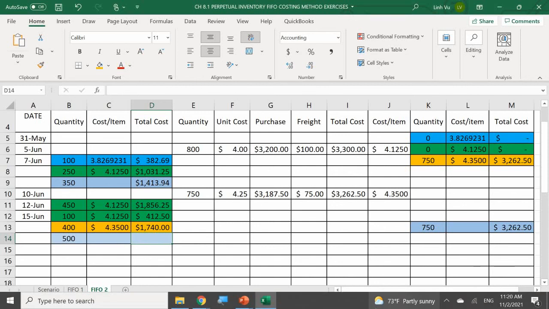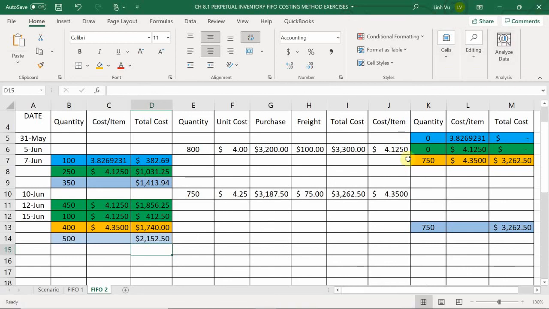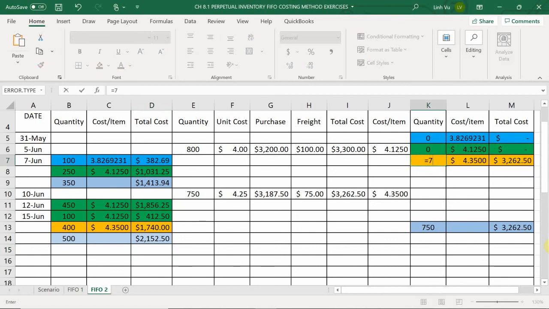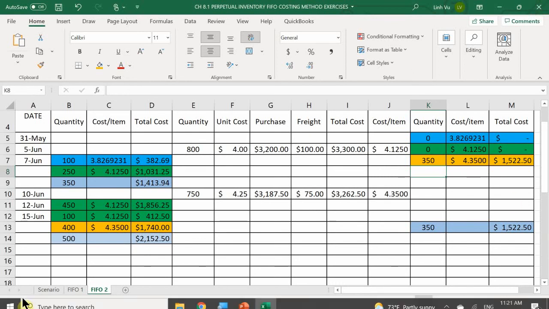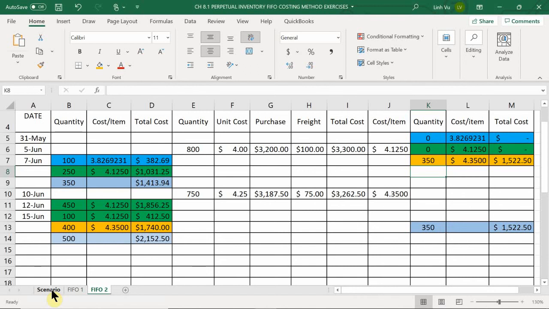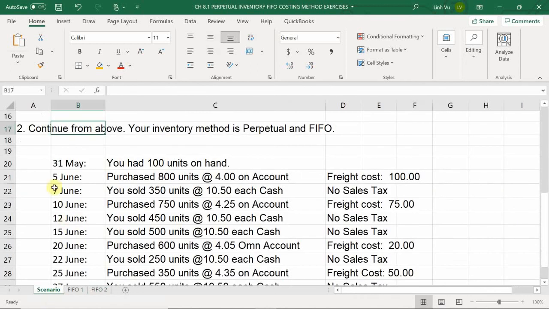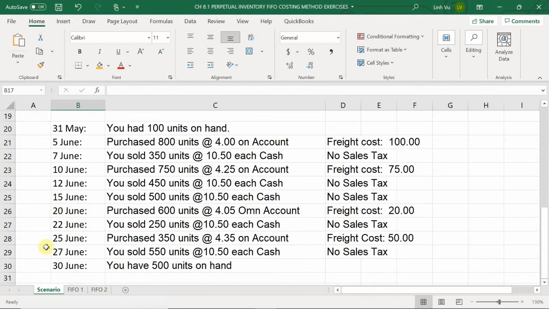Okay, so that means grand total, I sold 500 units at a total of $2,152.50. So in this case, 750 minus 400 is going to give me $1,522.50. Okay. All right. Good so far? Yeah. Okay. So almost done, guys.